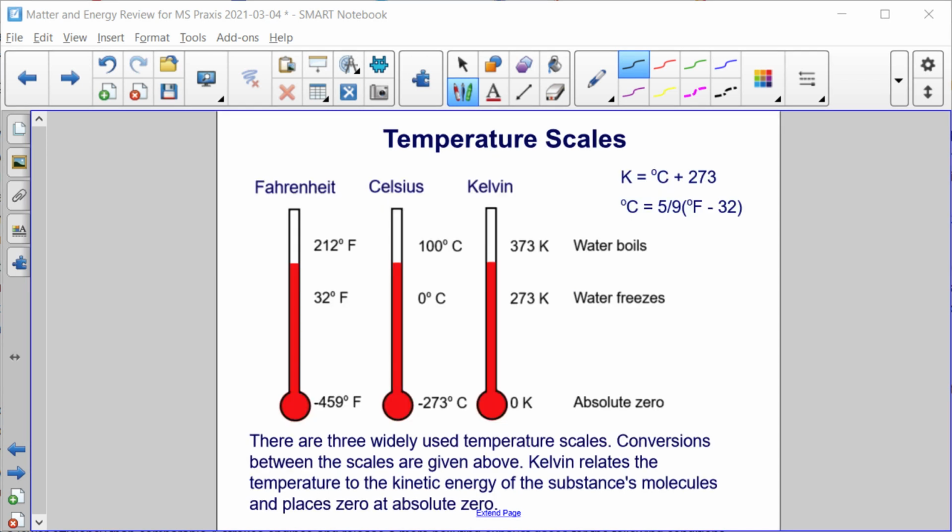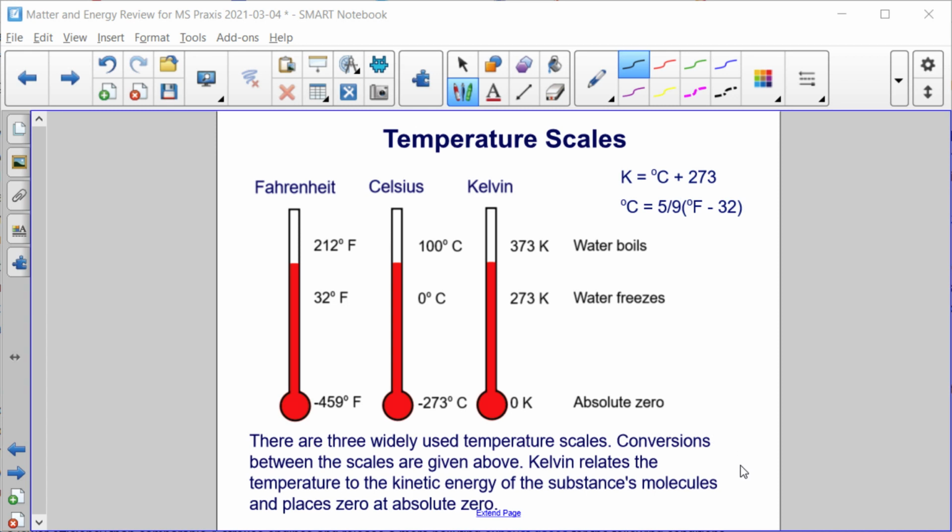There are 3 widely used temperature scales: the Fahrenheit scale, the Celsius scale, and the Kelvin scale. We know that water freezes at 32 degrees Fahrenheit, 0 degrees Celsius, or 273 Kelvin, and that water boils at 212 degrees Fahrenheit, 100 degrees Celsius, or 373 Kelvin. There are conversions between Kelvin and Celsius and Fahrenheit given here.